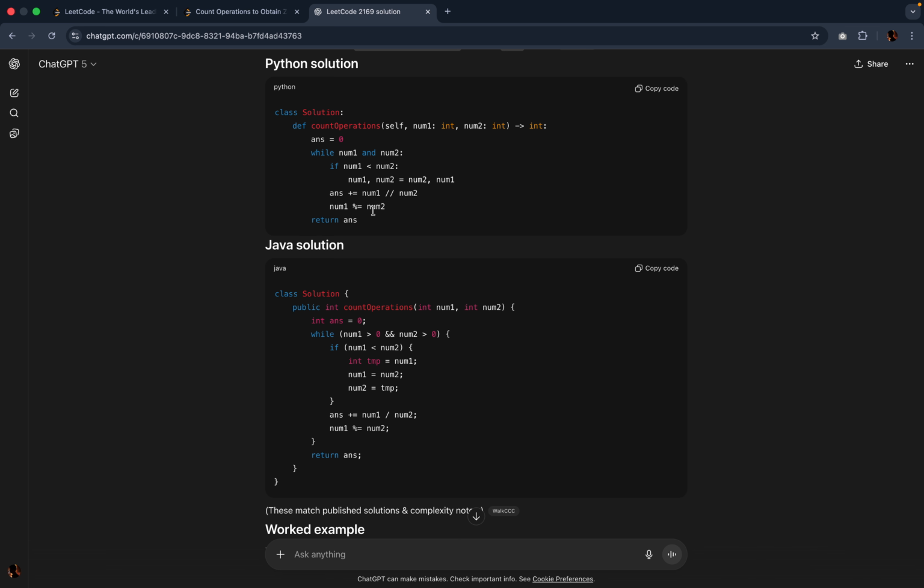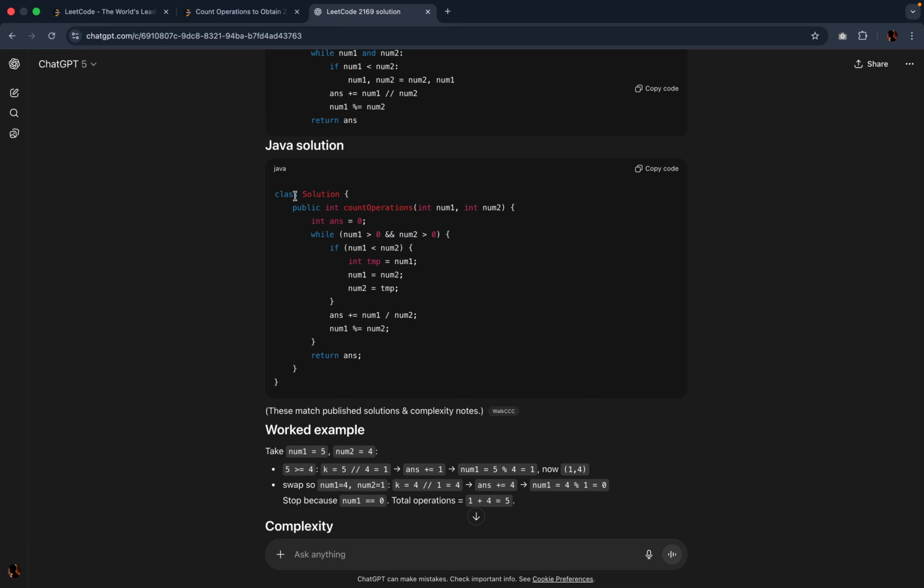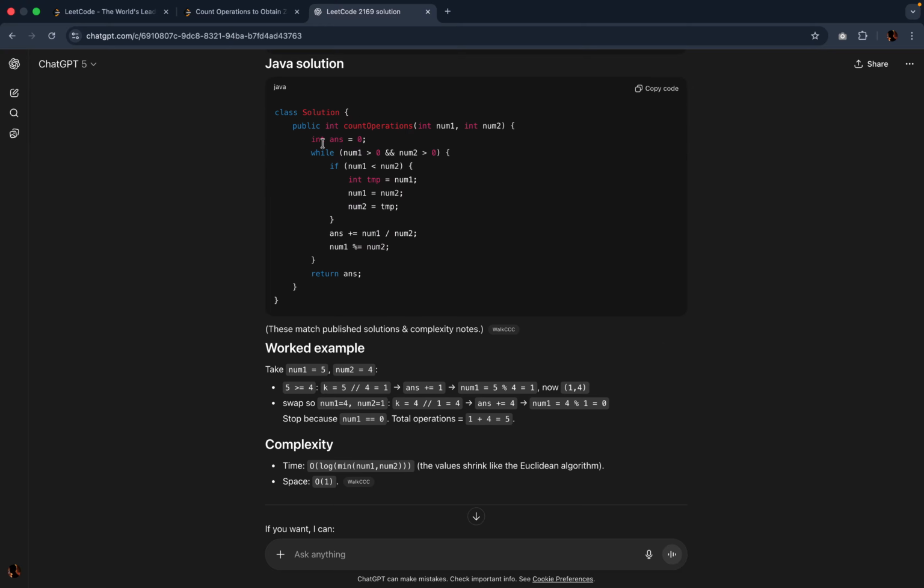So we have got the Python solution and the Java solution. Since I am preparing for placements and internships, my goal is that I will primarily focus on Java. You can also go to the Python solution. The concept is that we will be using a while loop, and inside it we will be using an if statement to do our solution. So we will first declare the class Solution, then int countOperations with int num1, num2, and then we will state that the answer is 0. The final answer that we want is 0, we will be assuming.